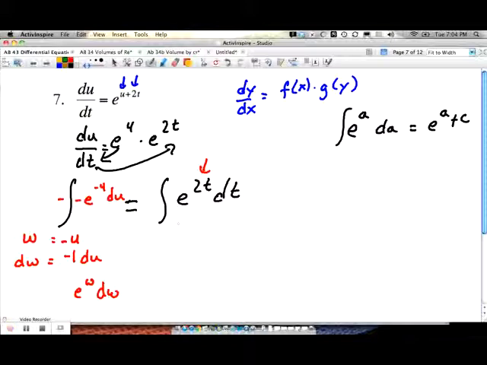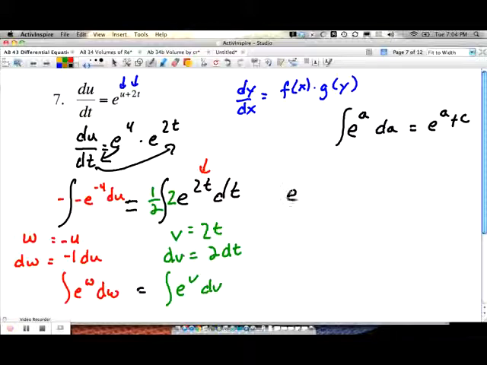Similarly, over on the right, let's pick a different letter. How about v equals, we're going to substitute out this 2t and say v equals 2t. Then dv equals 2 times dt. Okay, well then that means that we need a 2 here. It's not there. So I'm going to multiply by 2 on the inside, but I'm going to balance it by multiplying by half on the outside. Now I have my e to the v dv and e to the w dw. And I'm going to integrate each side and see what happens.